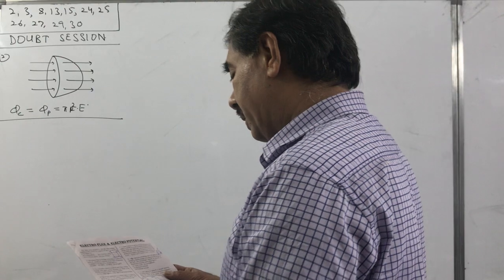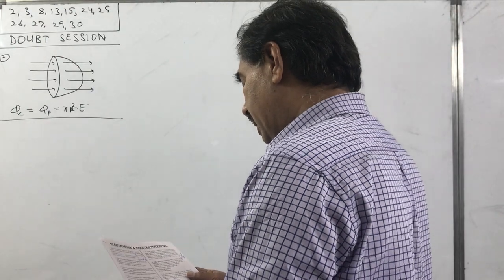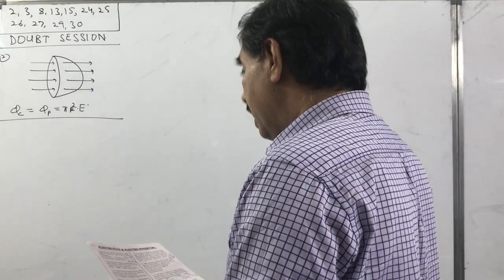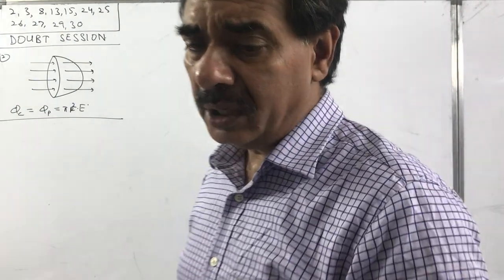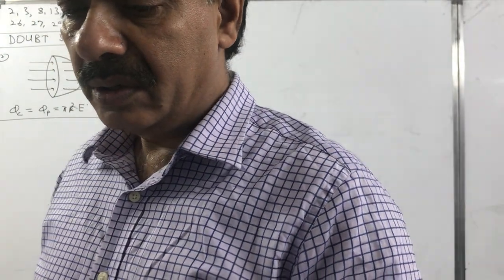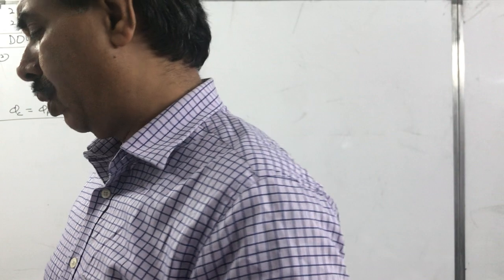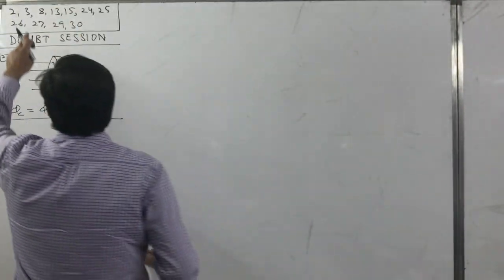Next is question number 3. He says, question number 3, are we sure that this is a doubt? No, I think the 5th was a doubt, not the 3rd, but the 5th.